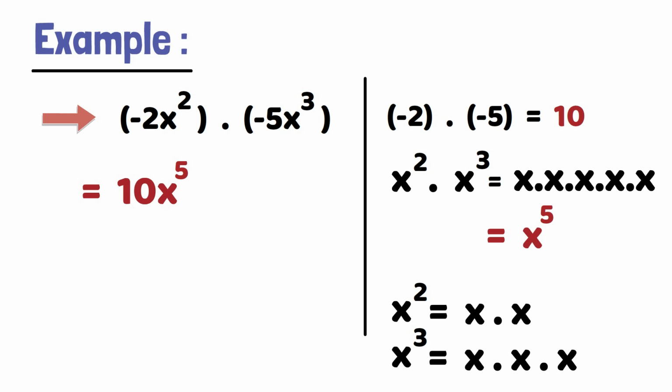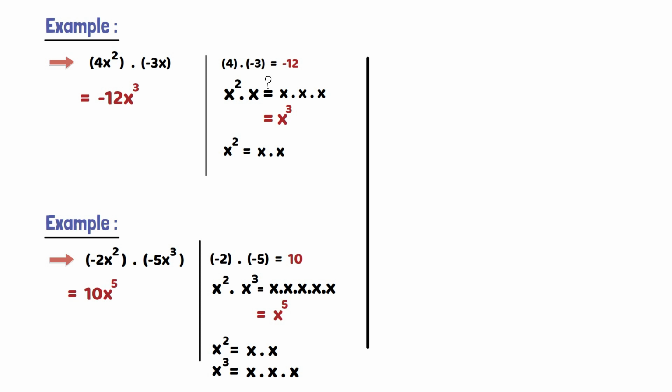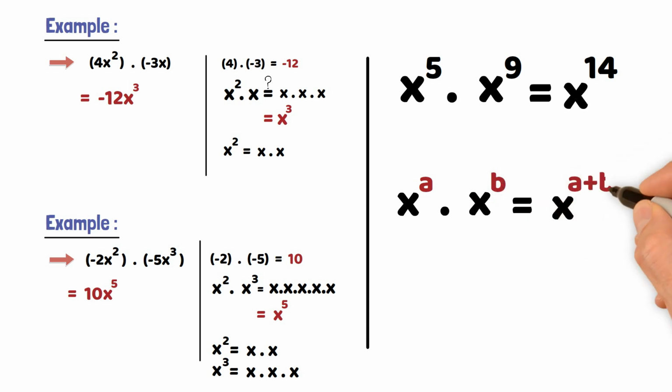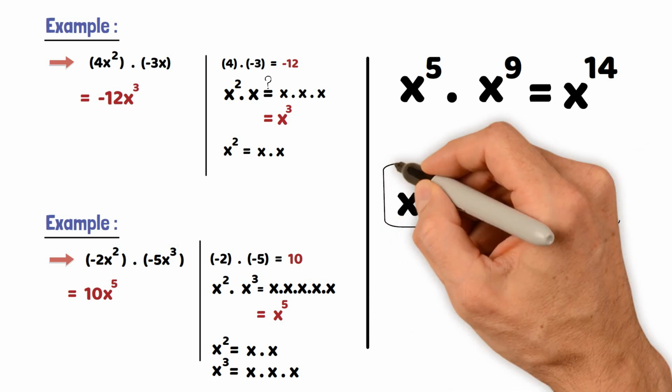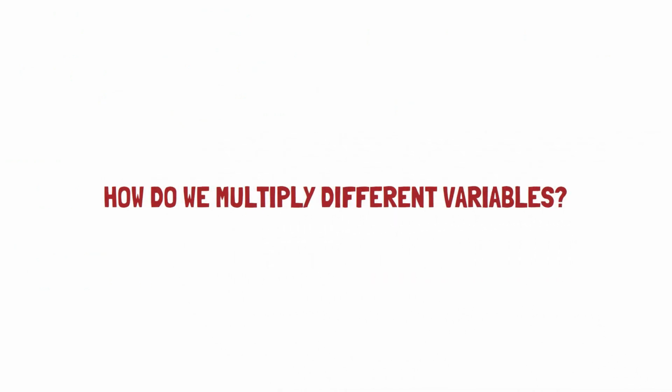The above two examples illustrate a general rule about multiplying powers of a variable. If we want to multiply x to the fifth by x to the ninth, we simply add the exponents to get x to the 14th. Let's generalize this rule by saying that x to the a times x to the b equals x to the a plus b. How do we multiply different variables, though?